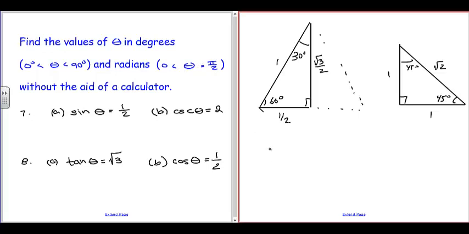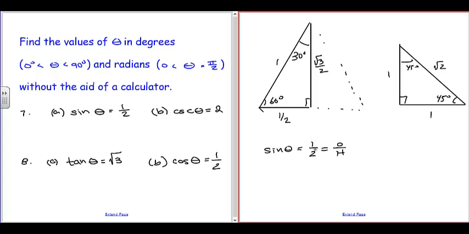So number 7, sine of theta equals 1/2, and the sine of theta is opposite over hypotenuse. So we go up here, and remember for the 45 degree angle, the trig functions were the square root of 2 over 2.